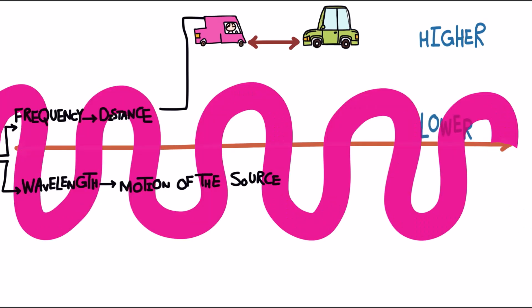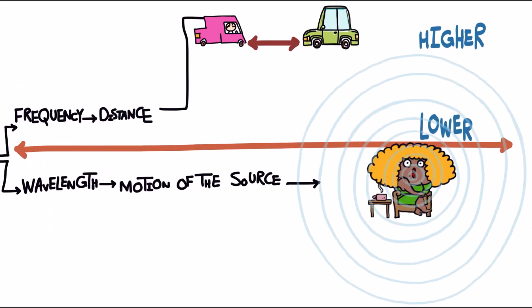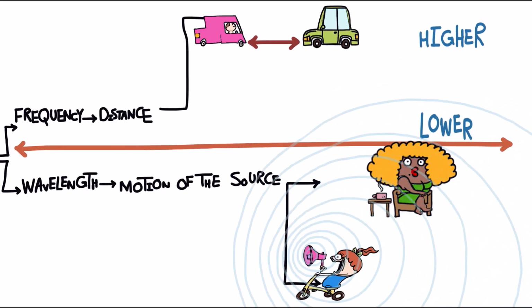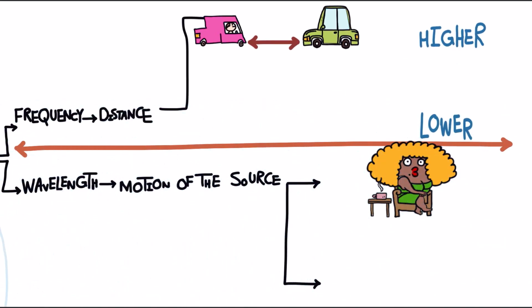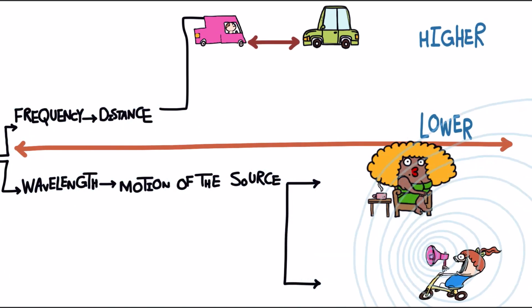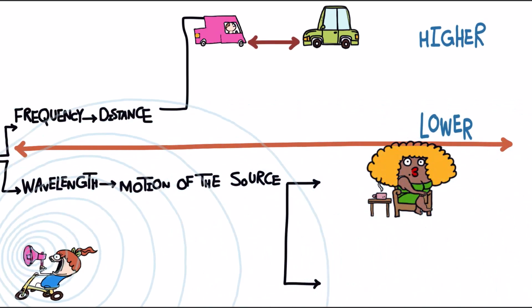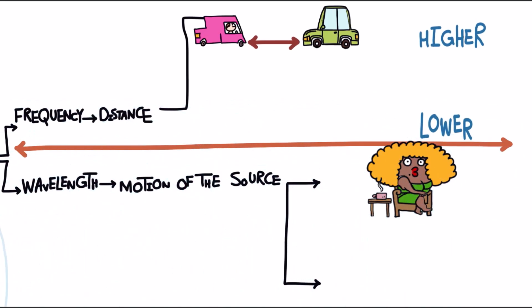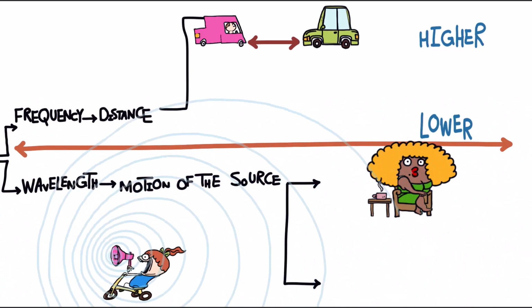Now, let's look at wavelength. If the source is not moving, the wavelength stays the same in all directions. If the source is moving, the waves in front of it are compressed, so the wavelength becomes shorter. Behind the moving source, the waves are stretched, so the wavelength becomes longer.